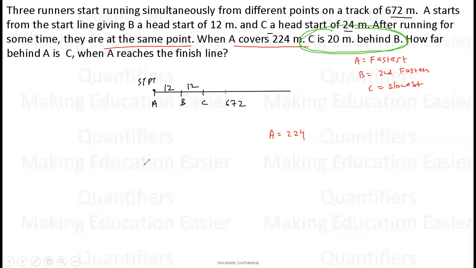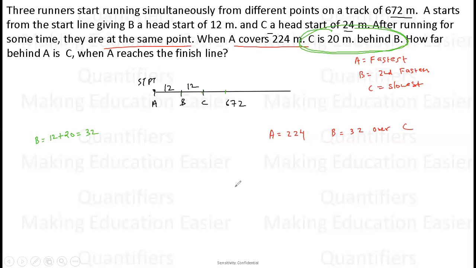हम ये कह सकते हैं कि रिलेटिवली B ने पहले 12 कवर किया और फिर 20 और कवर किया. That means B is covering 32 meters over C. I'm repeating again. When A covers 224, B is covering 32 meters over C. अगर ये पॉइंट आपको क्लियर है, क्वेश्चन इज ओवर. B is covering 32 meters over C when A is covering 224.